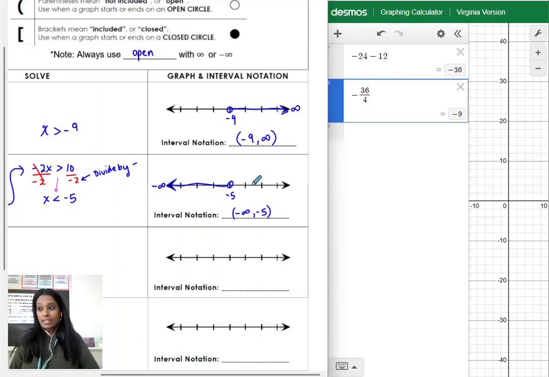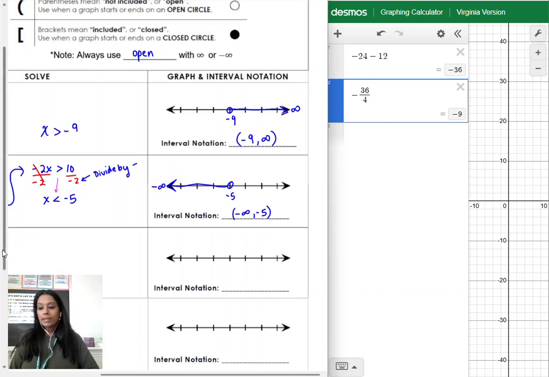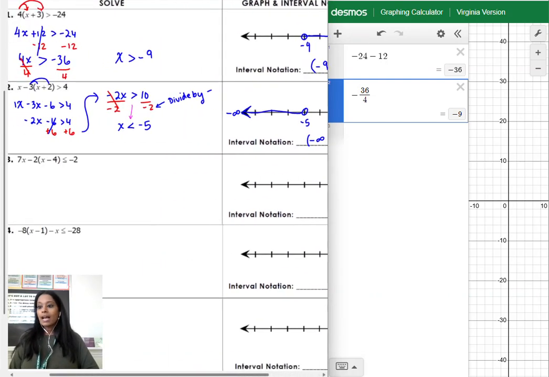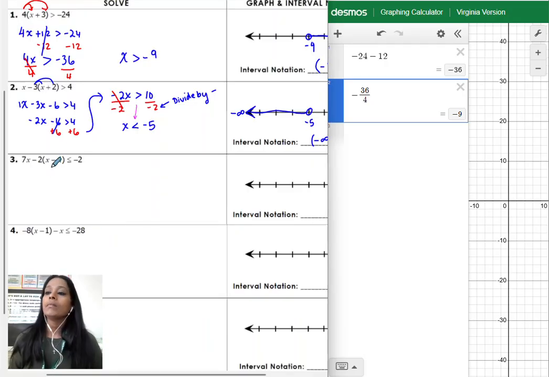There's a lot more meaning to it here. I will talk about that in a little bit, like what these answers mean. But for now, I just want to make sure we understand how to solve. All right, so let's go ahead and do this one.